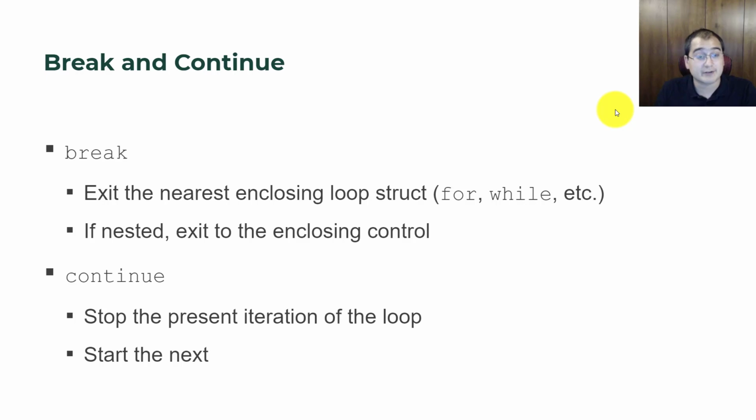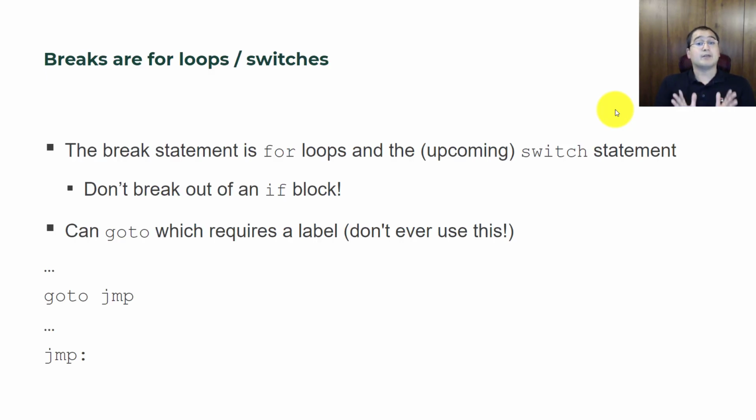All right, so what do these look like? Well, the other thing to note is that break doesn't work in an if block. It only works in loops, like for loops and while loops and so forth. It also is in the switch statement, which will be in the next video. But break is meant to exit a particular loop. So it doesn't make sense to put a break in an if statement because there's no loops going on there.